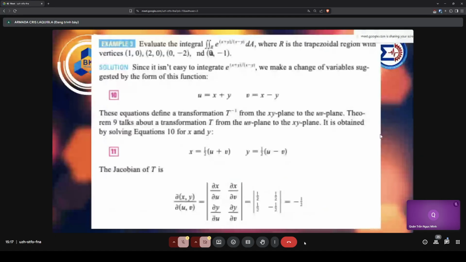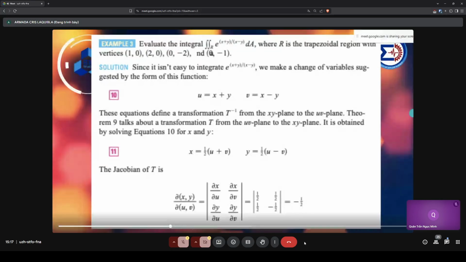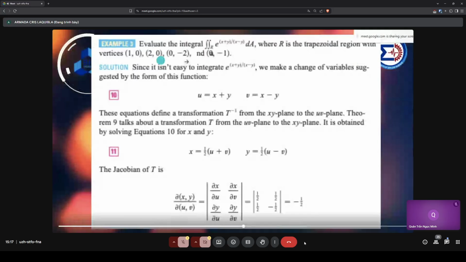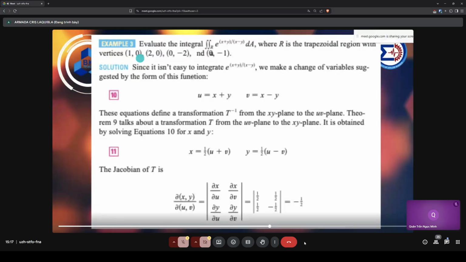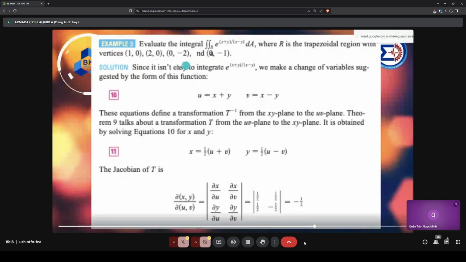We have this one. Evaluate the integral of e to the power of (x plus y) over (x minus y) dA, where R is a trapezoidal region with the following vertices. So we are going to get the image of the R here. Now, how to do that?